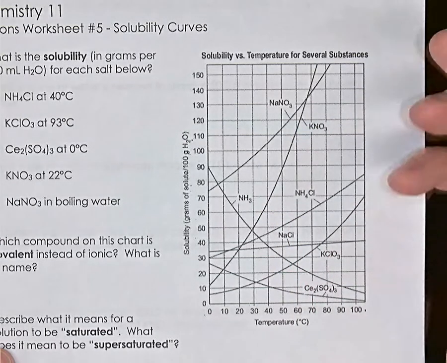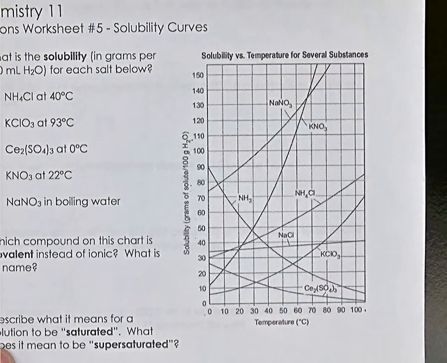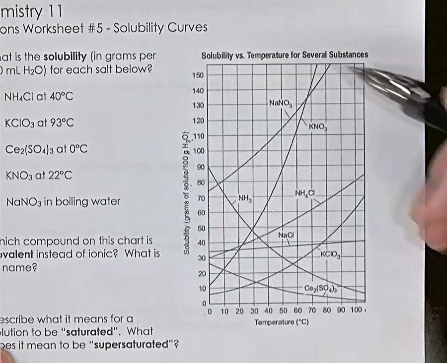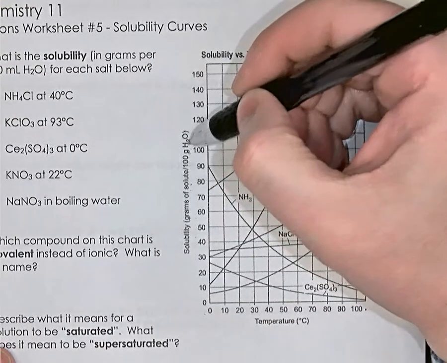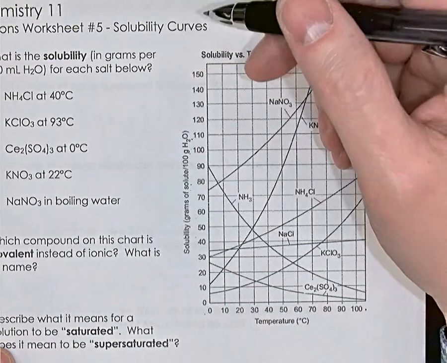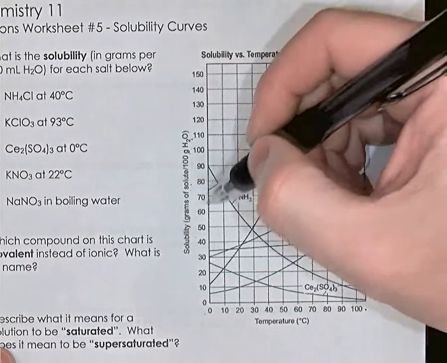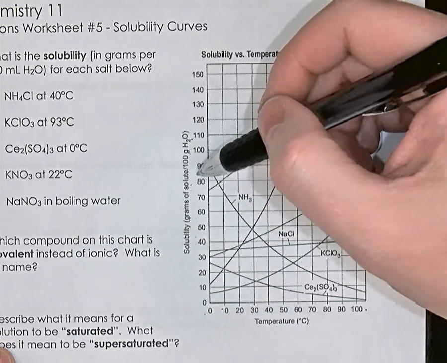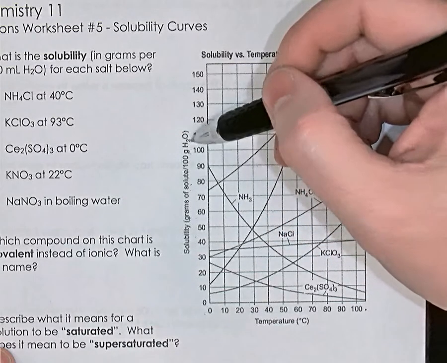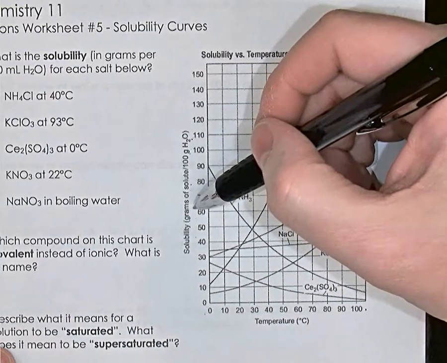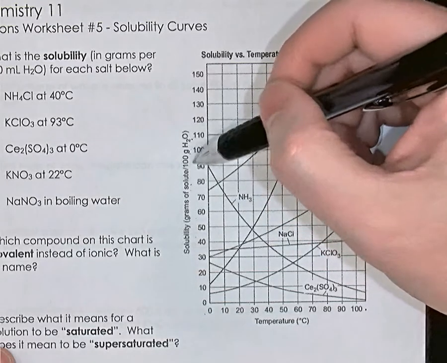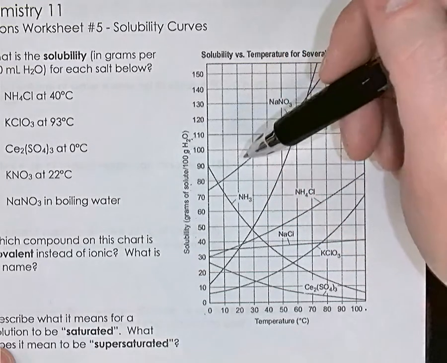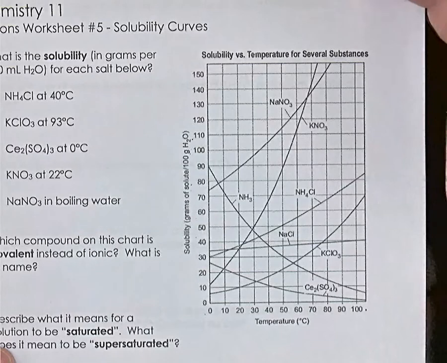Okay, now the density of water is 1 gram for every milliliter. So when it says 100 grams of water, that's the same as 100 milliliters of water. So we can think of the solubility as being either grams of solute for every 100 grams of water, or grams of solute for every 100 milliliters of water. Those are going to be the same numbers.